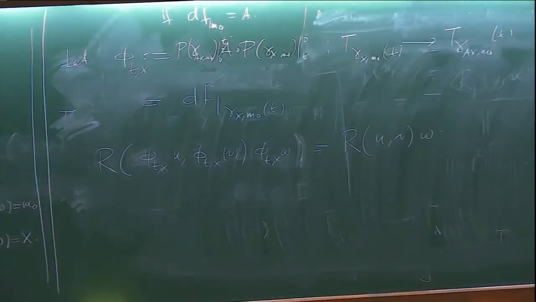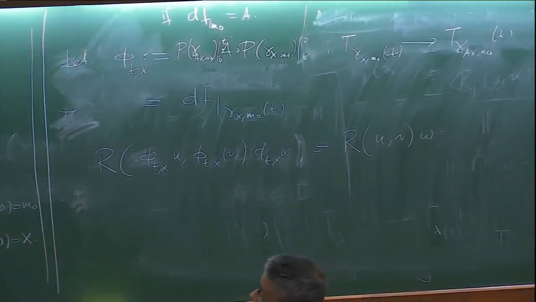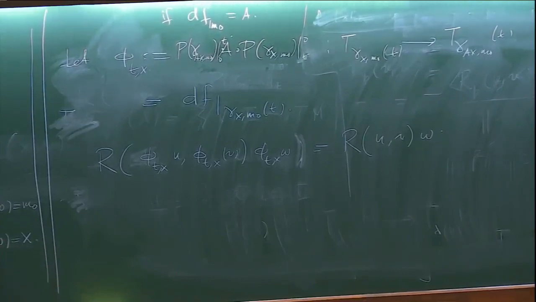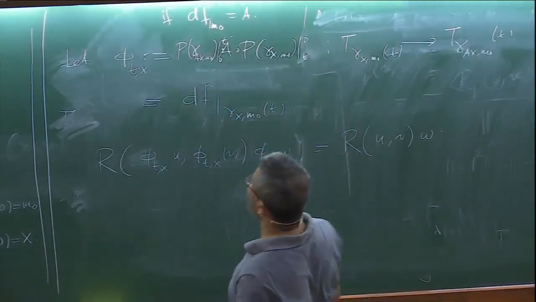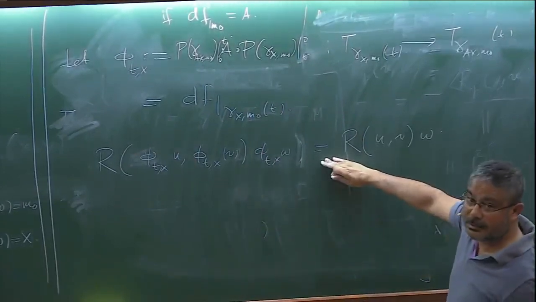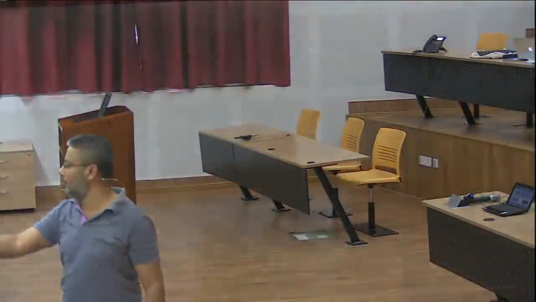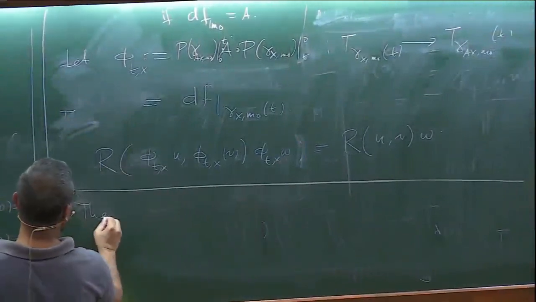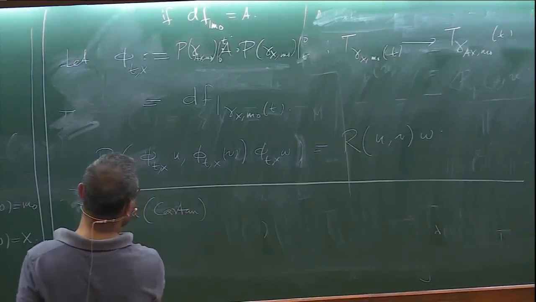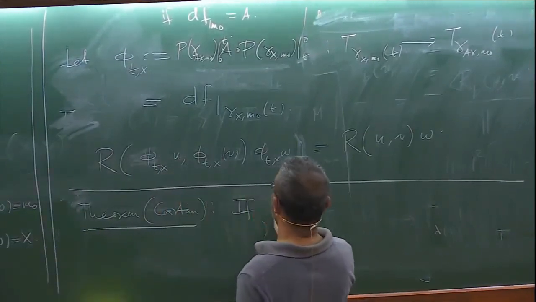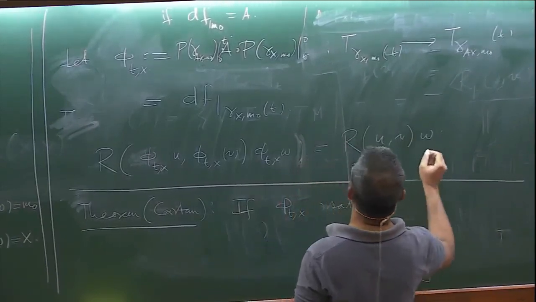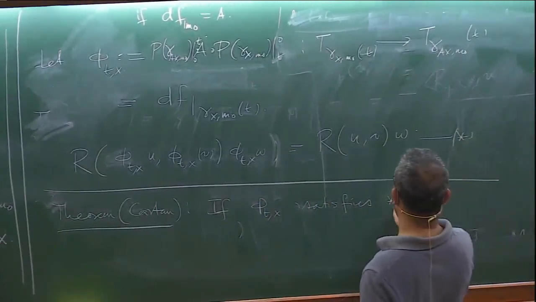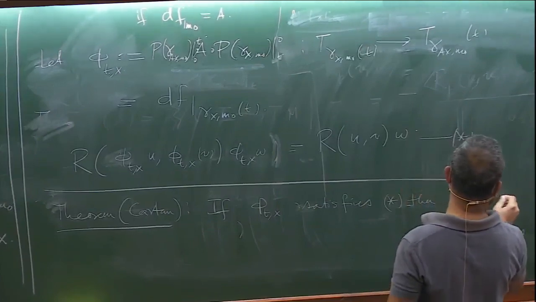What Cartan proves is that this is also a sufficient condition. If I have an isometry of the vector spaces A, and I form the map like this, and the parallel transport, which doesn't depend on F, respects the curvature tensor, then F is an isometry. So the theorem statement is the following: if phi tx satisfies star, then F is an isometry.